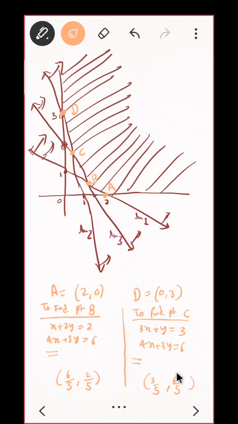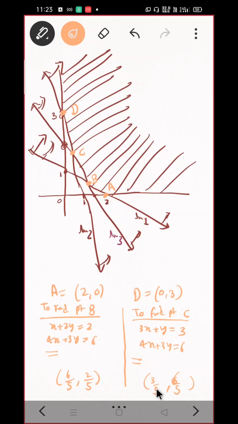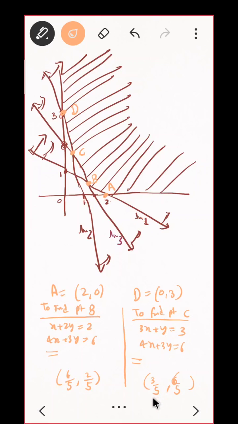This is 6, huh? Are you getting the same solution? Oh, line 3.